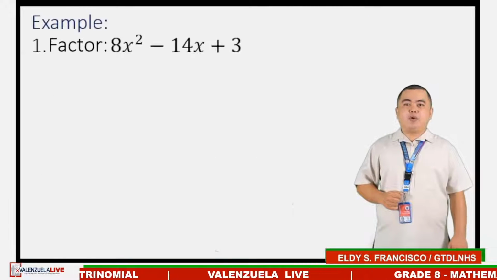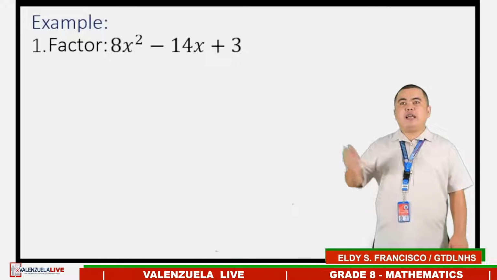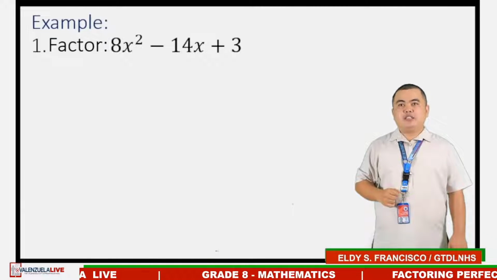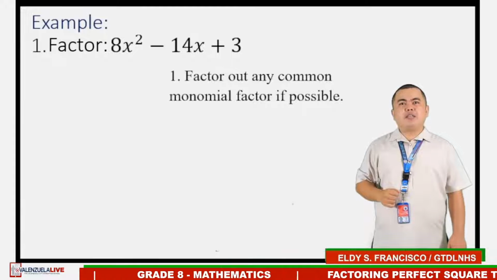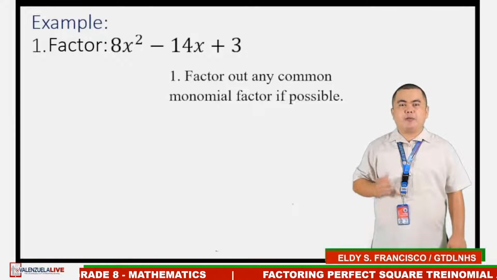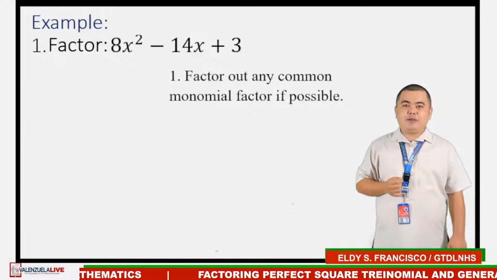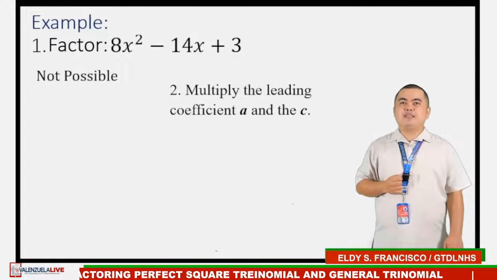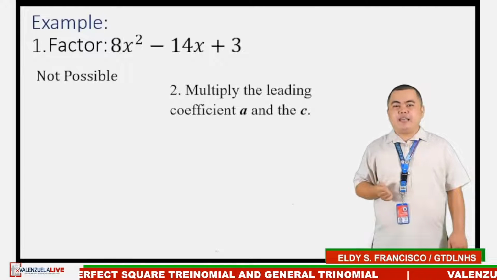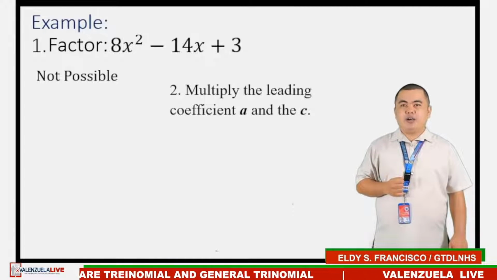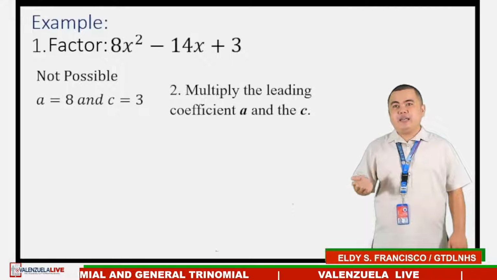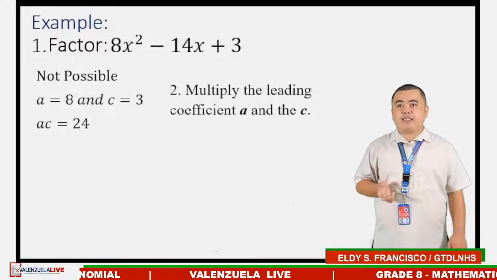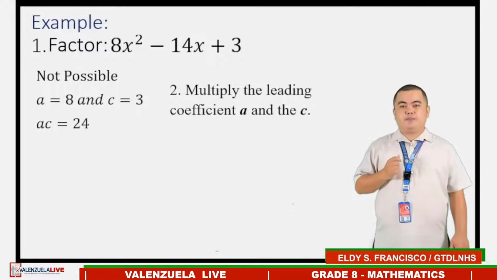Now, let us have example number 1. Factor 8x squared minus 14x plus 3. Step 1. Factor out any common monomial factor if possible. Is it possible? Not possible. Next, multiply the leading coefficient A and the C. Our A is 8 and C is 3. By multiplying, we get AC equals 24.